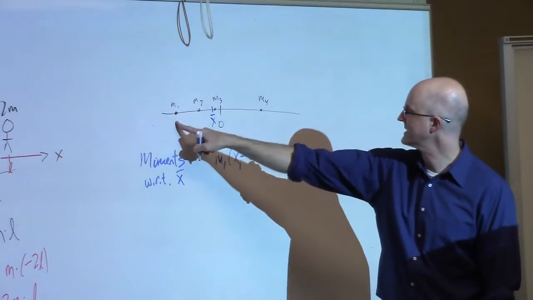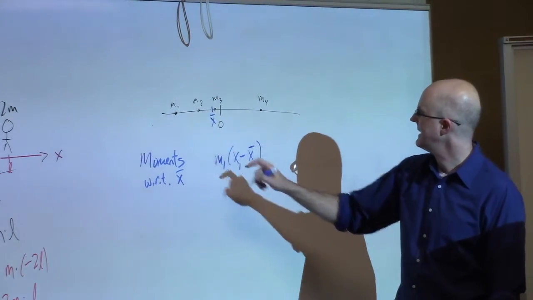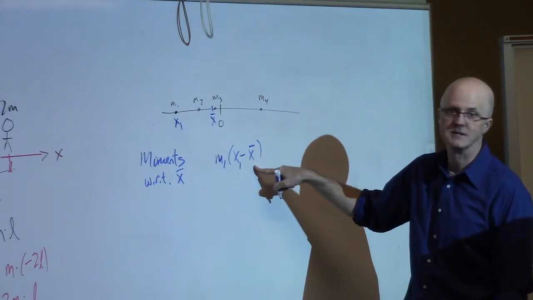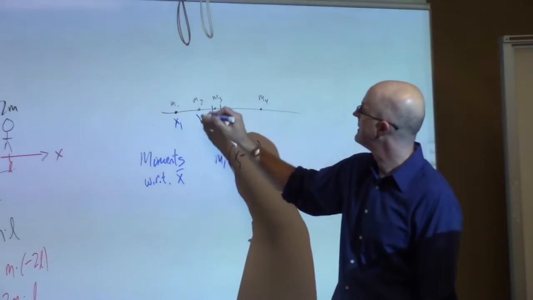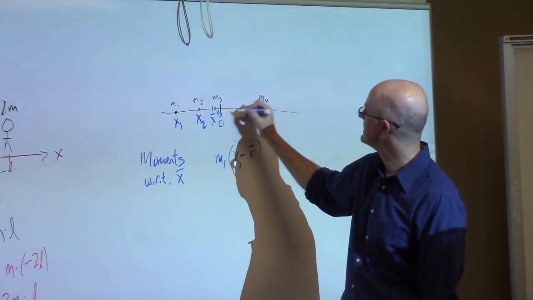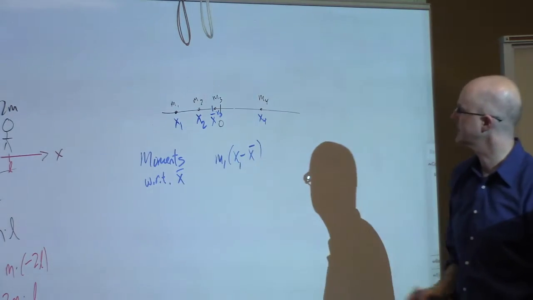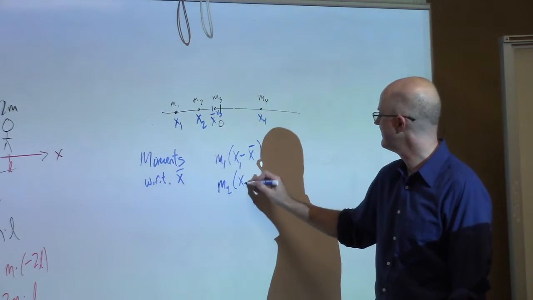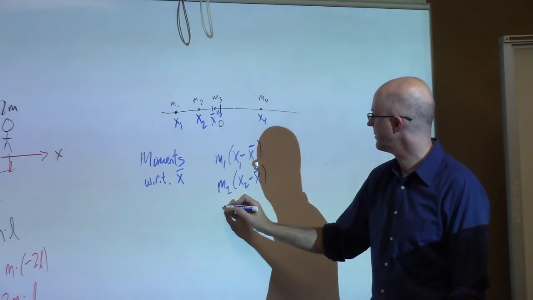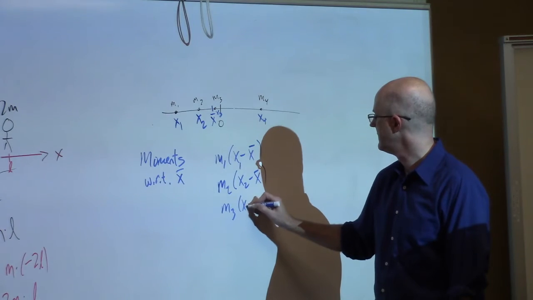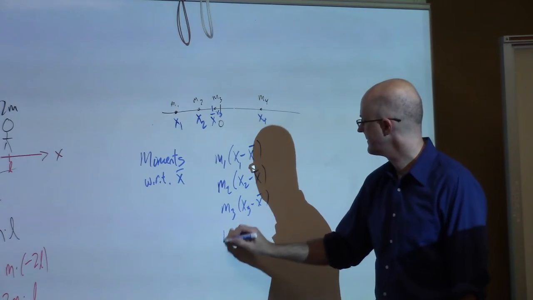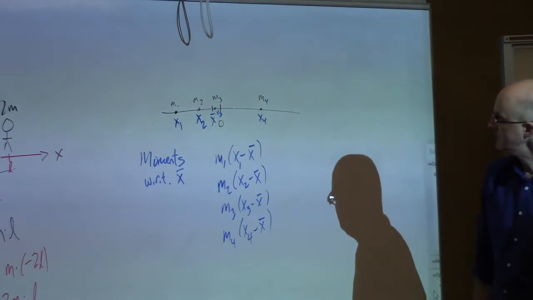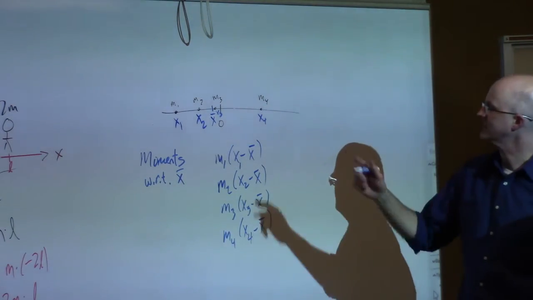Notice that since mass 1 is to the left of x bar, its position, x1, is less than x bar, and so this difference is negative. x1, x2, x3, and x4 are the positions of the masses with respect to this number line. The moment for the other masses is very similar. Just change the 1s to 2s, then to 3s, then to 4s. Those are the moments of these masses with respect to x bar.